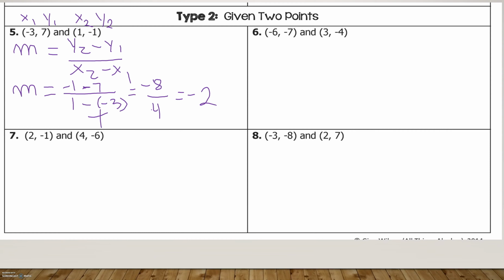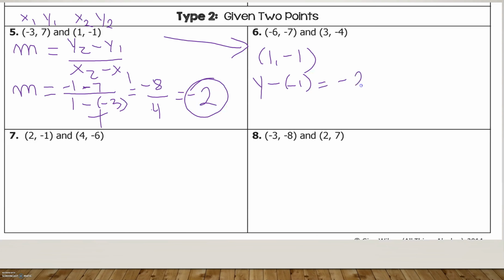And now what you have to do, you have a slope, you pick one of the points. I'm just going to continue writing here where number 6 is. So I'm going to pick point 1, negative 1. Okay, I'm continuing with problem 5 here. So you're going to go y minus negative 1 equals the slope, which is negative 2, times x minus 1. I'm using the point slope formula from the top of the page.